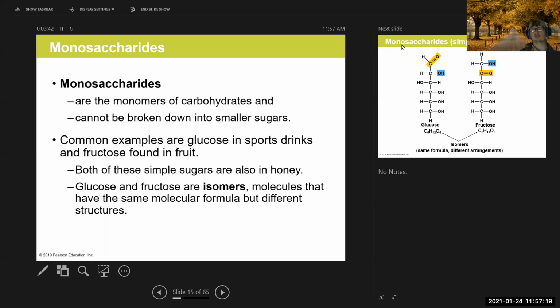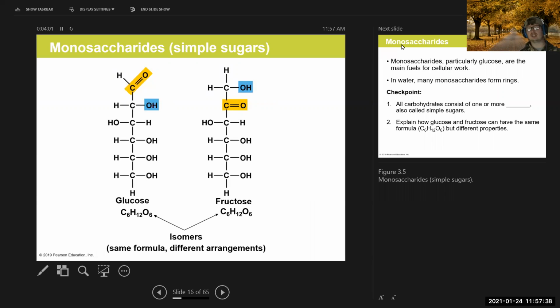What's interesting with glucose and fructose is they are what we call isomers of each other. Basically, they have the same molecular formula, but the atoms are arranged in different shapes that give them different properties, so they have a different structural makeup. Here we have glucose on the left-hand side and fructose on the right-hand side. You can see that both of these molecules have the same molecular formula, C6H12O6, but their structures are different. Those differences are highlighted here.